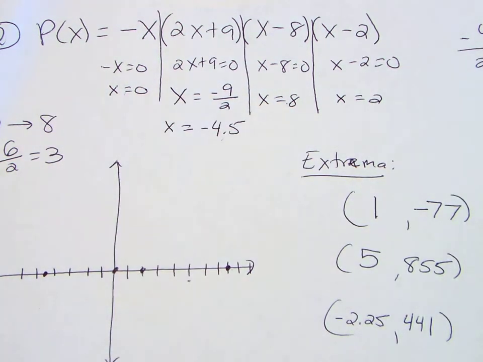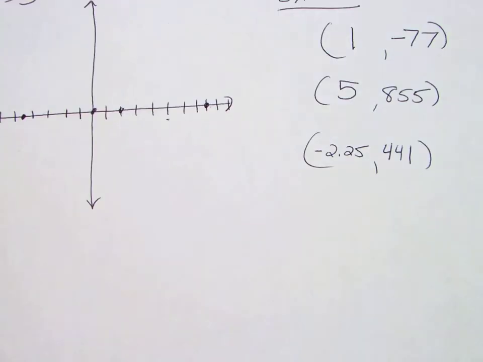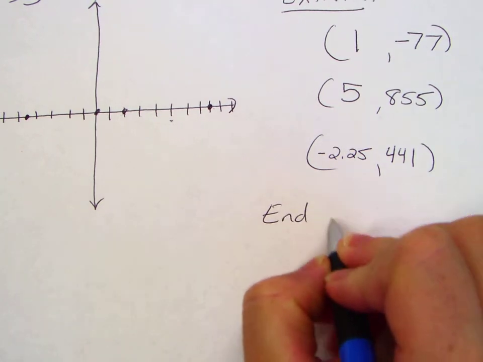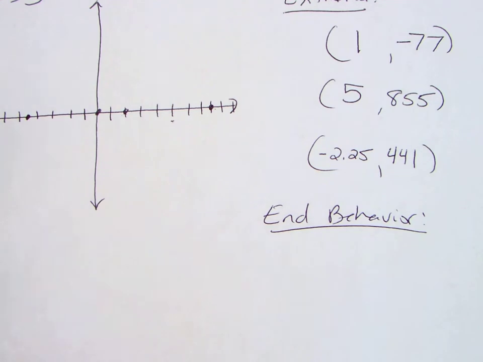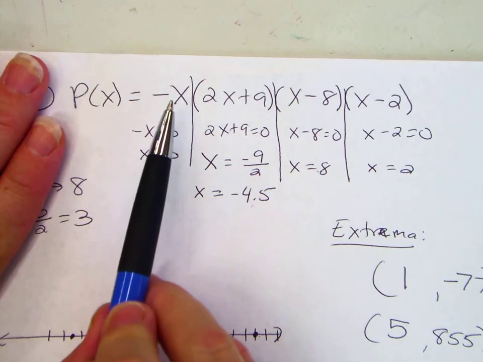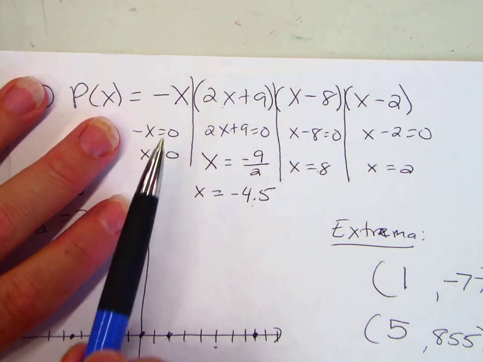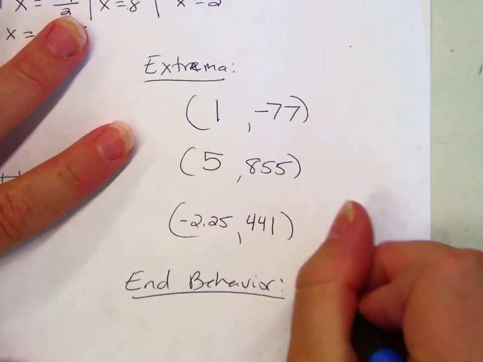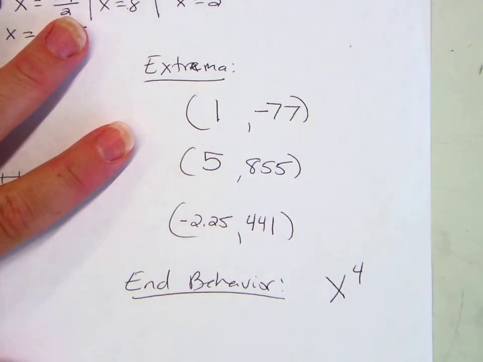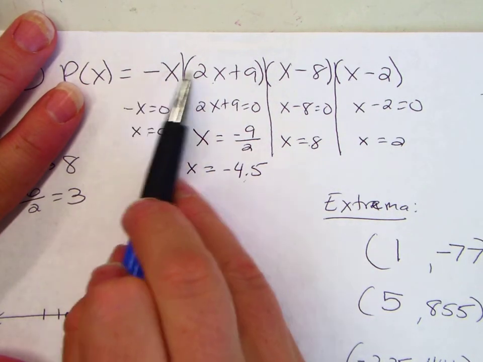So now I'm going to find the end behavior. All right, let's go down here. End behavior. Now to find end behavior, you take your highest point, the x's for all of these. So let's see what we have. We have negative x, 2x, x, and x. So how many x's are there? 1, 2, 3, 4. So I have x to the 4th. And then what else do I have here? I have the negative and the 2. So I include these, the negative and the 2.